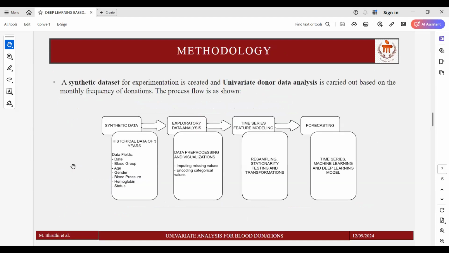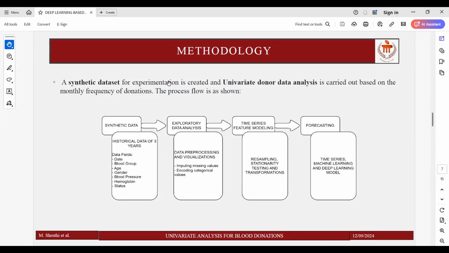The methodology that I have utilized is that I have created a synthetic data set. A sequence of data points has been created for 3 years, considering 15,000 rows every year, and we have 6 columns. In the synthetic data set, we have the historical data that I generated using a generative adversarial network, which consists of different data fields like date, blood group, age, gender, blood pressure, hemoglobin, and the status. So these are the different data fields considered in the synthetic data.